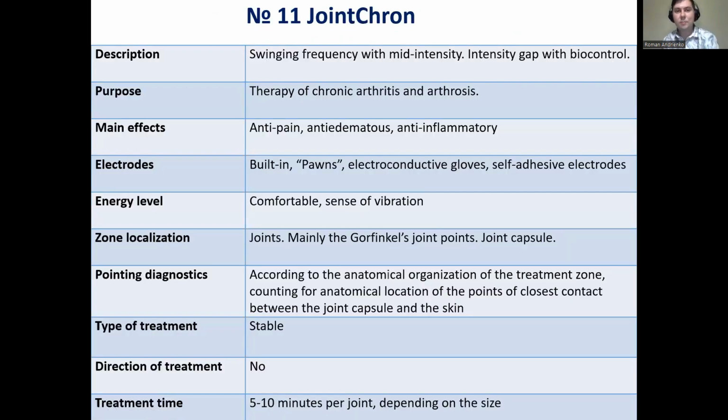Next preset, number 11, joint chronic. This is the preset for therapy of chronic arthritis and arthrosis. It is again performed by any kind of electrode. We again treat the Garfinkel's joint points or magic points, but we can also address the joint capsule. Stable, no direction of treatment, 5 to 10 minutes per joint, depending on the size.